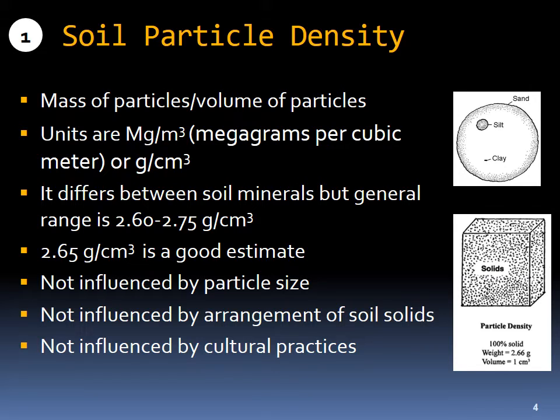Now you would see that the unit of the particle density can be expressed as megagram per meter cubed, or it is the same as gram per centimeter cubed, just a conversion. And you would see that the particle density of the soil can vary between 2.6 to 2.75 gram per centimeter cubed. Now, why this variation? And we only deal with the same thing, with soil.